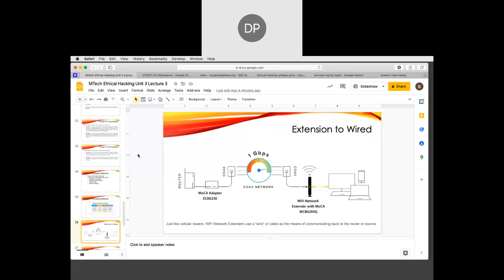So there is another, extension to wired. In this, there are two networks. Both are wireless networks, but the two wireless networks are connected to a wire. So we say, okay, these are altogether a wireless network, but it is an extension to wired. Just like a cellular tower, a Wi-Fi network extender uses a wire or cable as the means of communicating back to the routers or resources.